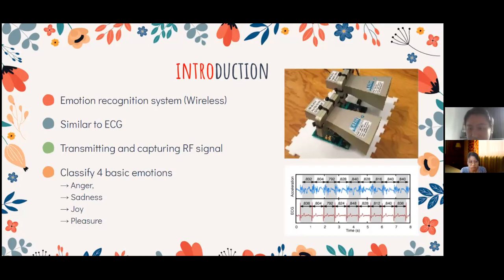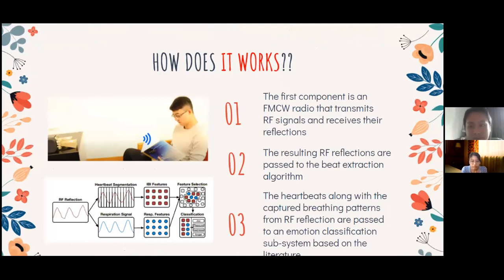And as you can see in the picture, the upper picture is the device, and the lower one is the signal produced by EQ radio, the blue one, and ECG, the red one. And how does it work? How does EQ radio work?